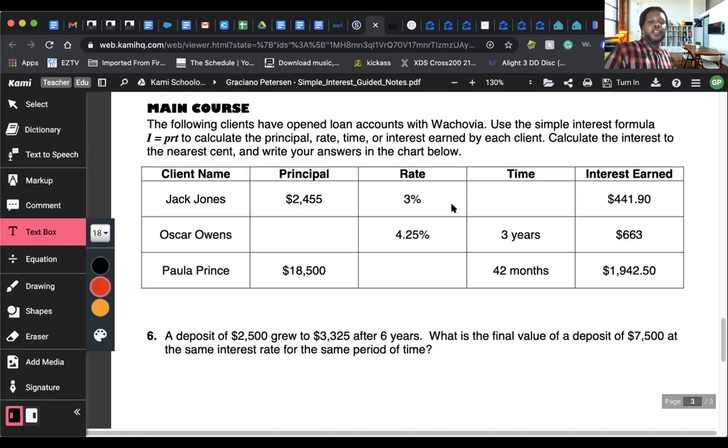So Mr. Jones here has a principal of $2,455. He has a rate of 3%, and he's earned $441.90 in interest. How long did it take him to earn that money? How many years did that take? I'll let you guys figure it out and tell me the answer. I'm just going to sit and relax.